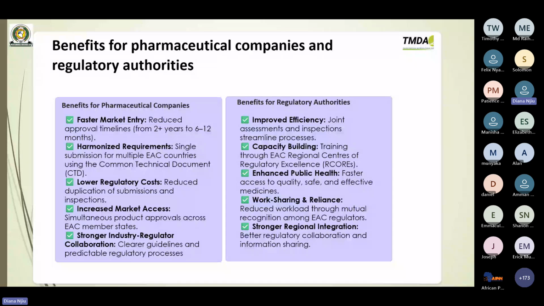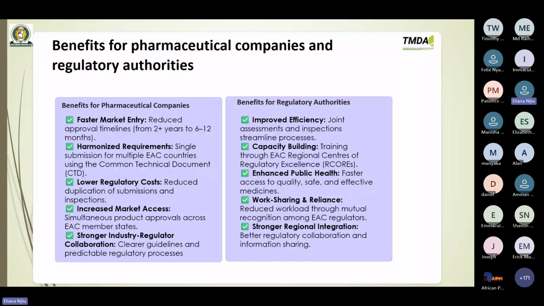Once you've received the approval through the EAC route, there's a possibility for increased market access because you have a chance for access to different countries at the same time. All those countries that you initially declared that you're interested in, you have access to their markets. And also there's a strong industry regulator collaboration. Through the EAC route, we managed to have clear guidelines and a predictable regulatory process. Everything is clear, everything is documented.